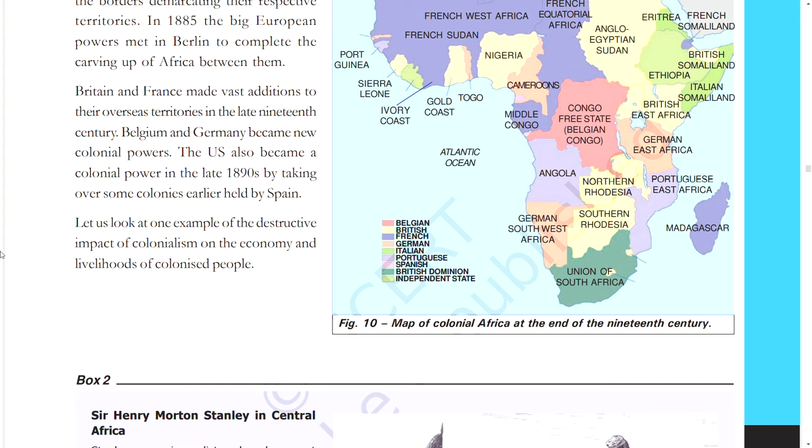Britain and France made vast additions to their overseas territories in the late 19th century. Belgium and Germany became new colonial powers. The US also became a colonial power in the late 1890s by taking over some colonies earlier held by Spain. Let us look at one example of the destructive impact of colonialism on the economy and livelihoods of colonized people.